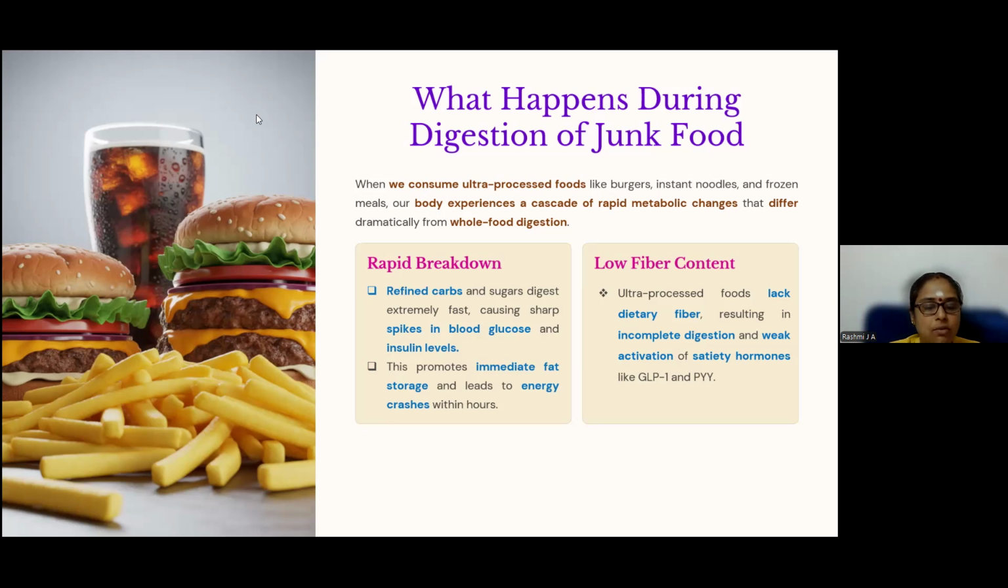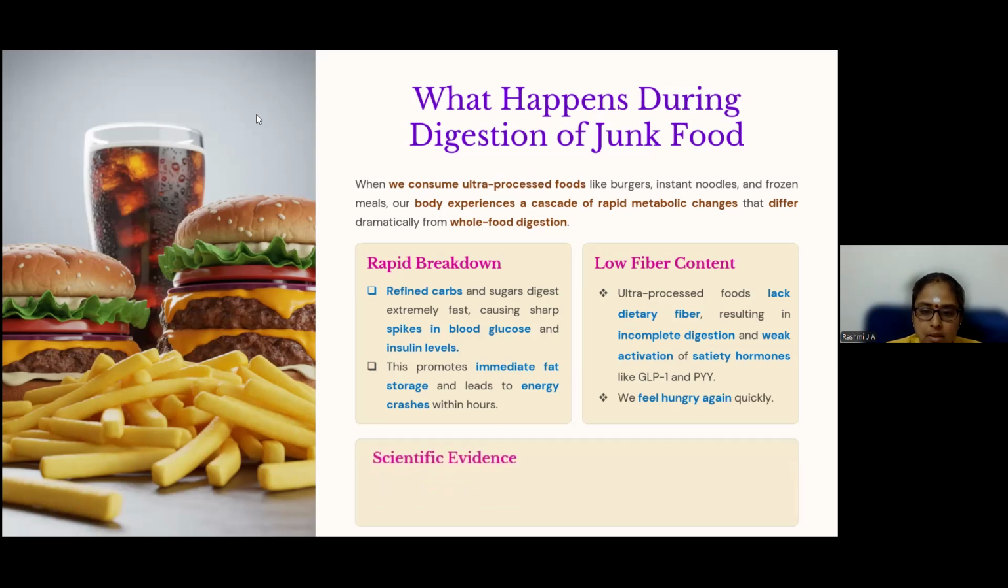So if you have kids at your home who are in school or college, please tell them about all these things, and from now on let them choose the right kind of food for themselves, and they can also suggest it to their friends.